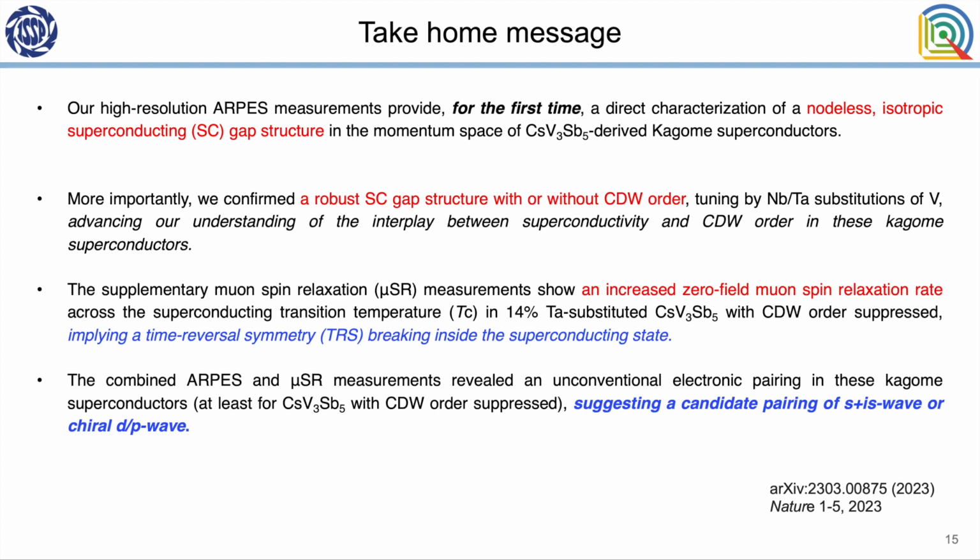Moreover, the supplementary muon spin relaxation measurements show increased zero-field muon spin relaxation rates across the superconducting transition temperature in 14% tantalum-substituted CsV3Sb5, implying time-reversal symmetry breaking inside the superconducting state. The combined results reveal an unconventional electron-phonon pairing in these Kagome superconductors, at least for the CsV3Sb5 with CDW order suppressed, suggesting a possible candidate pairing of s+is wave or chiral d+id wave.